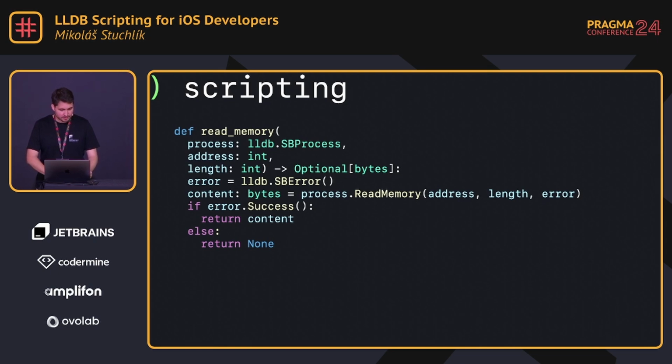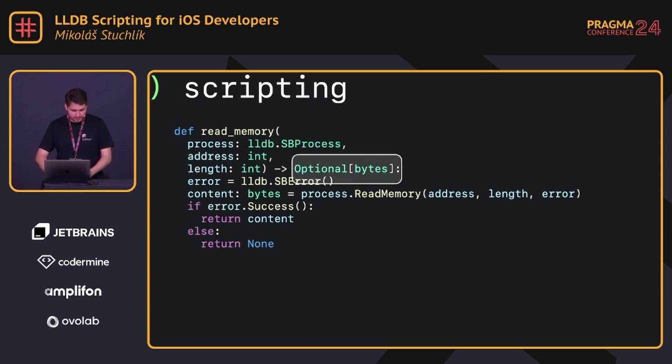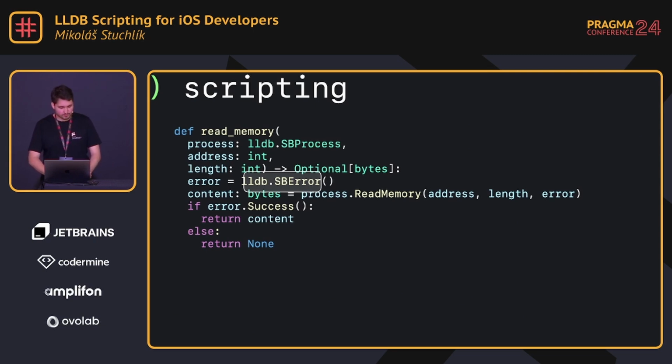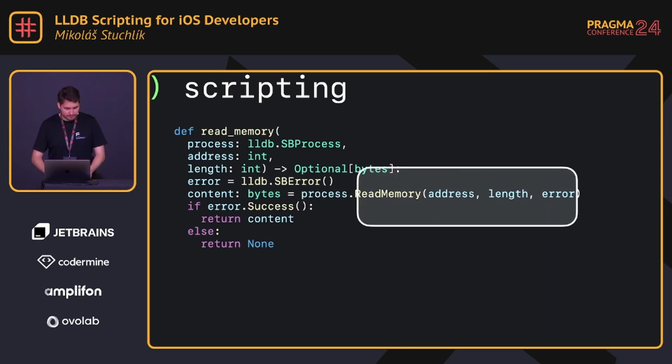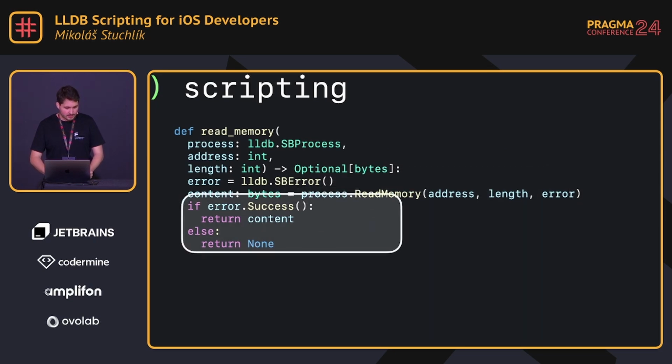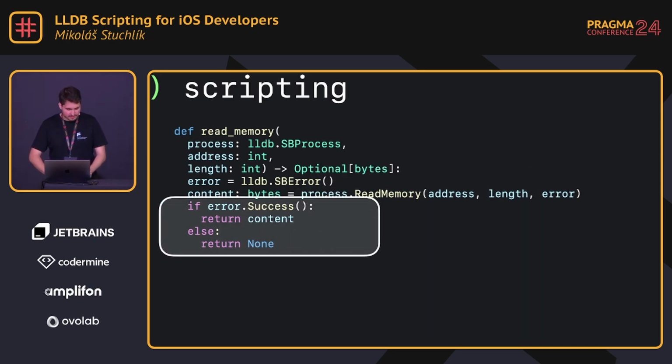So what we see on the screen is a small utility function which reads memory. Remember, the memory API belongs to the SBProcess, so we provide it as a first argument. We also need to know what memory address and how many bytes we are going to read. And then we return an optional bytes object. Bytes is a built-in Python type. Firstly, we initialize an empty SBError object into which the read memory function will store any errors if they occur. This is a common pattern in C++. And after we have everything ready, we can call the read memory function and verify whether we are successful or not.